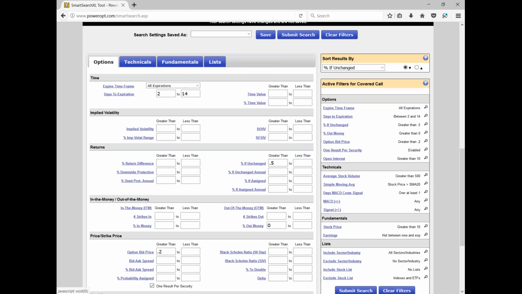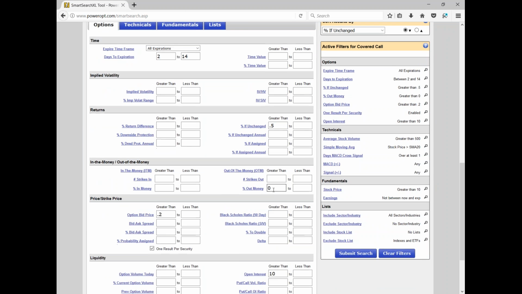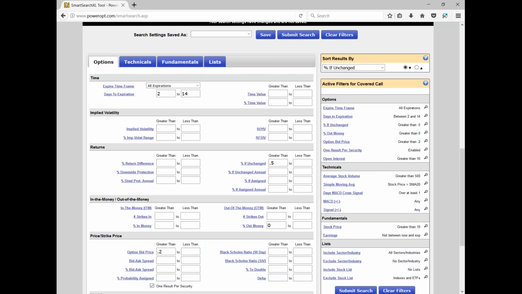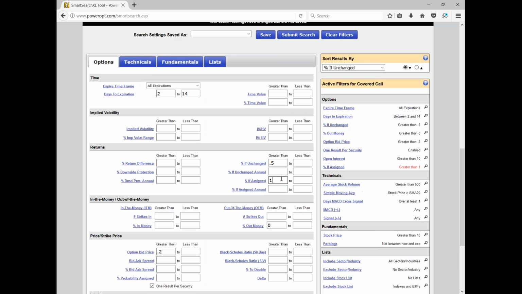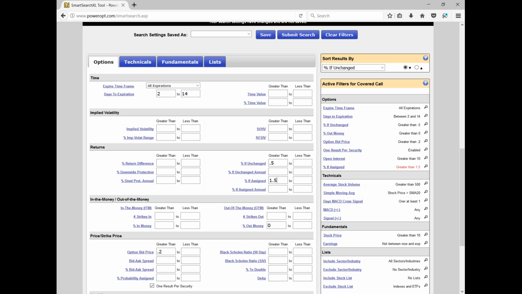I've got the criteria that I want already in here. We want it to be out of the money. Looked at some open interest. We're looking for stocks with good volume and in an uptrend as part of the default. But what else do we know? What else can we change? Anything you want. You wanted to force it to just find positions that have at least a 1.5% return if assigned? Let's just plug that in.